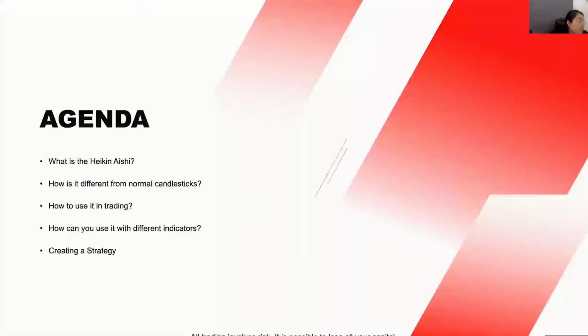How is it different from the normal candlesticks? How to use it in trading? How can we use this with different indicators? And finally, we will be crafting a strategy using the Heiken Ashi. Any questions so far?